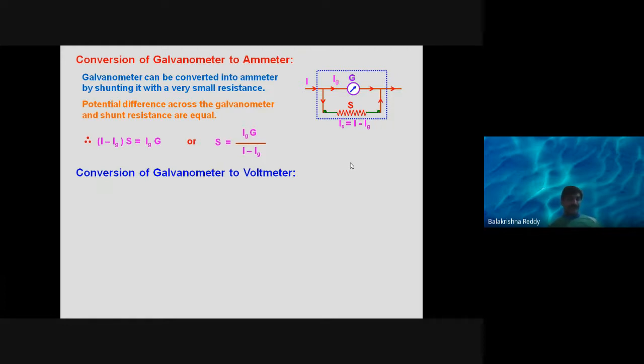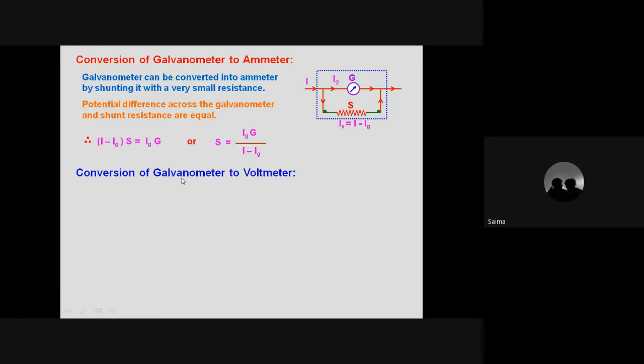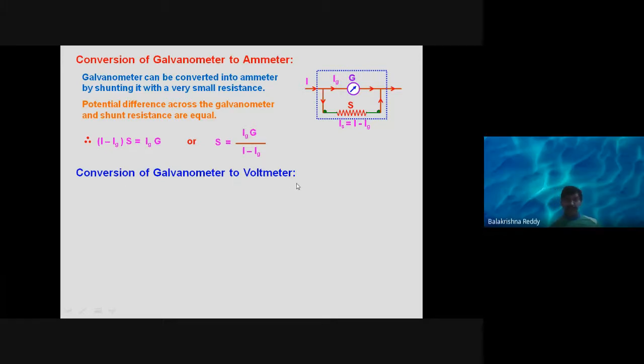Now, in the same way, the next topic is conversion of galvanometer to voltmeter. As I said just now, an ammeter offers less resistance, and still we divided the current. But if you want the galvanometer to behave as a voltmeter, what we have to do is increase the galvanometer resistance.